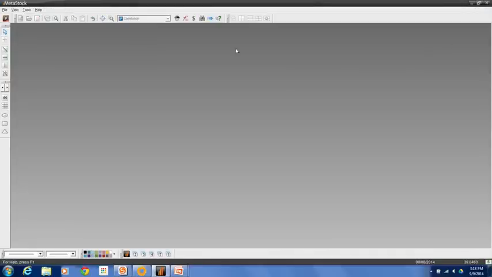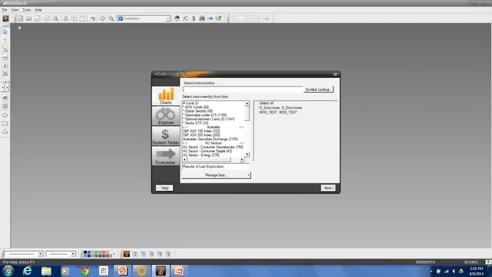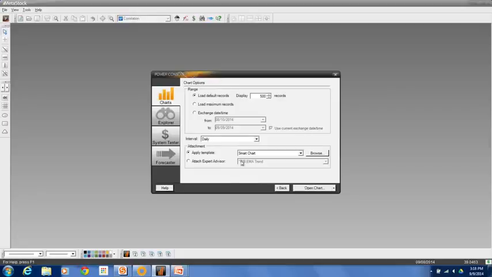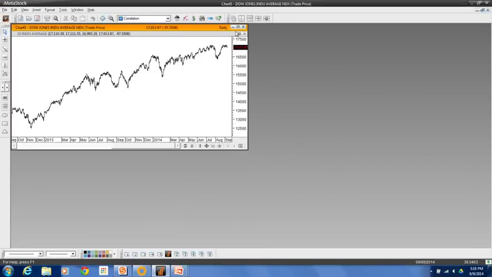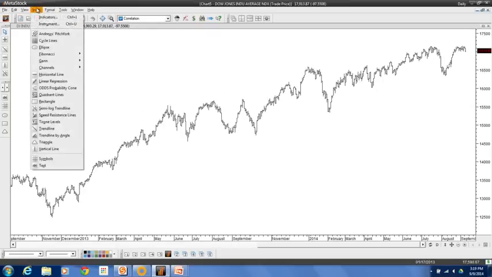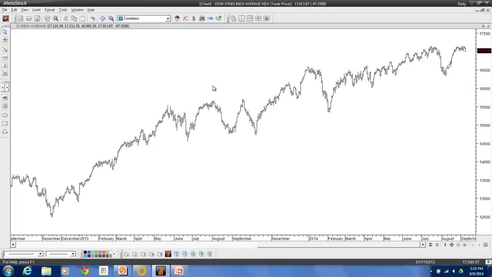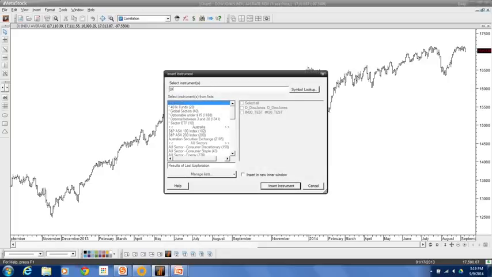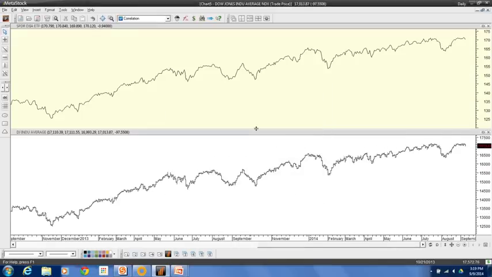Let's actually look at that Dow example to start us off. So I'm just going to open up the Dow Jones here, and let's open up a clean chart. Okay, so here I have the Dow. So what I'm going to do is put in with it the Dow ETF that we're looking at, which is called the Diamonds. So let's go ahead and put this in its own window here.